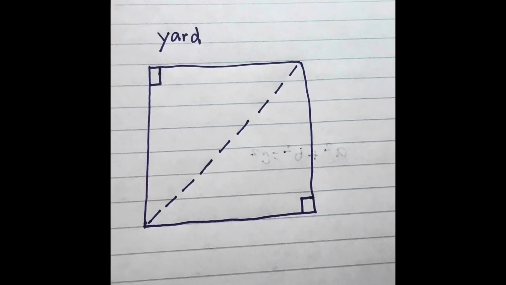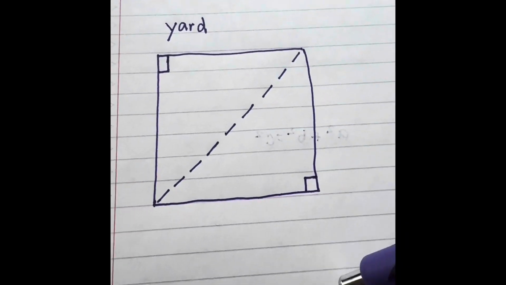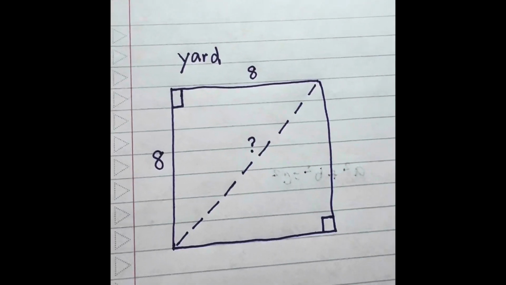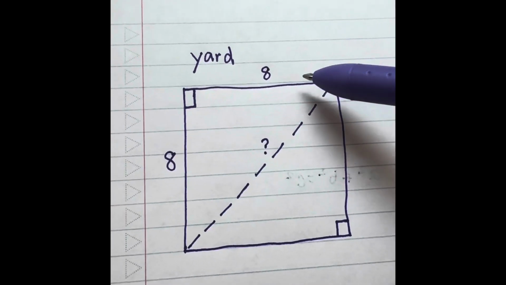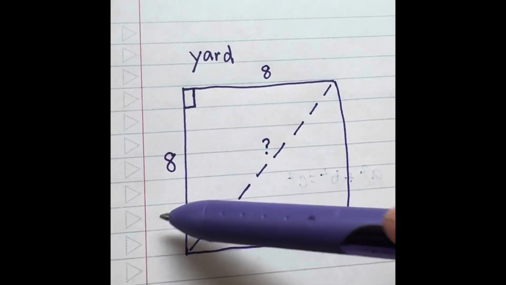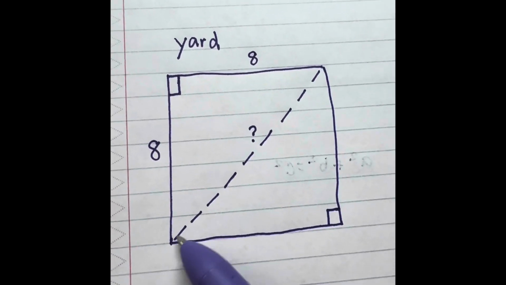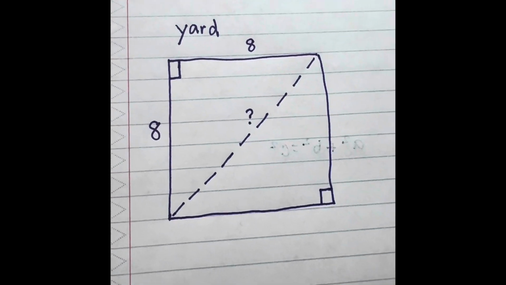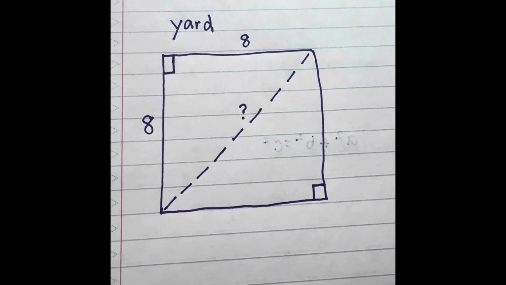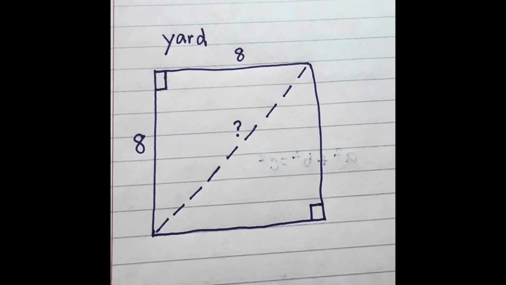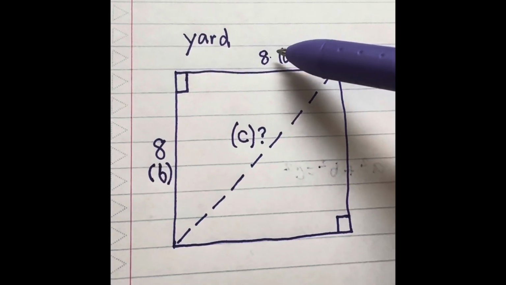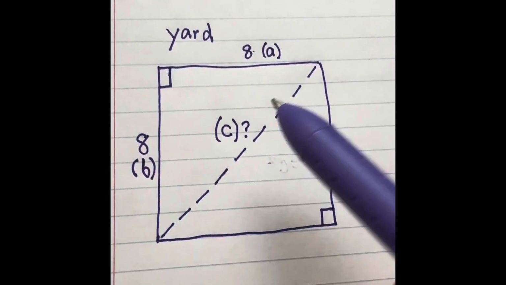As you can see here, we have a yard. Although it is square, we can pretend that it is just 2 right triangles. So say our yard is 8 feet on this side and 8 feet on this side. However, we want to know the distance from corner to corner, and that's why we use the Pythagorean theorem. To solve this, first we need to identify which side is A, which side is B, and which side is C. So here we have 8 is A, 8 is B, and we don't know C.